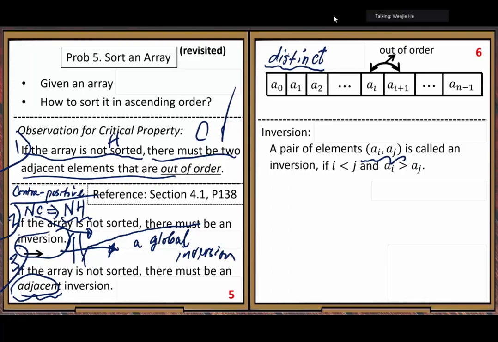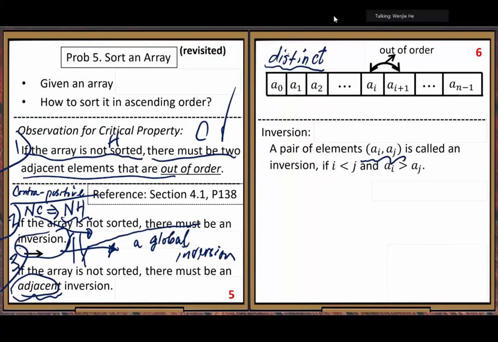So we change our objective. Now our objective becomes: we need to remove all the adjacent inversions. Then it is guaranteed the whole array must be sorted, because the third statement tells us that. You do not need to work on the global inversions. If you base it on the second statement, you may need to work on the global inversions, right? Then it's too much work.